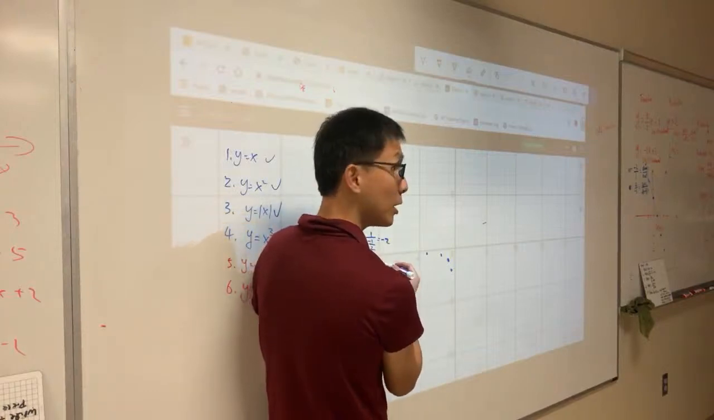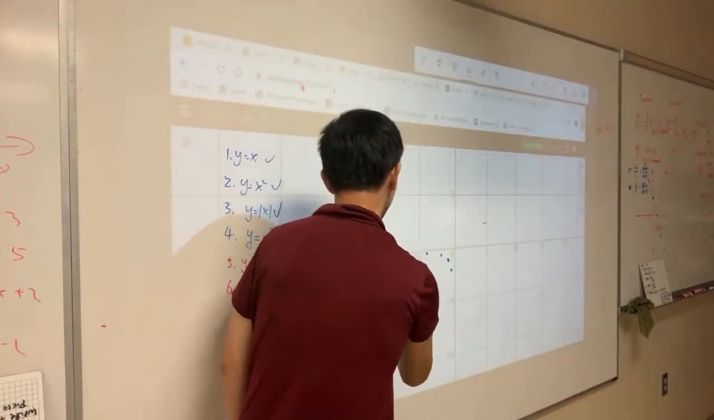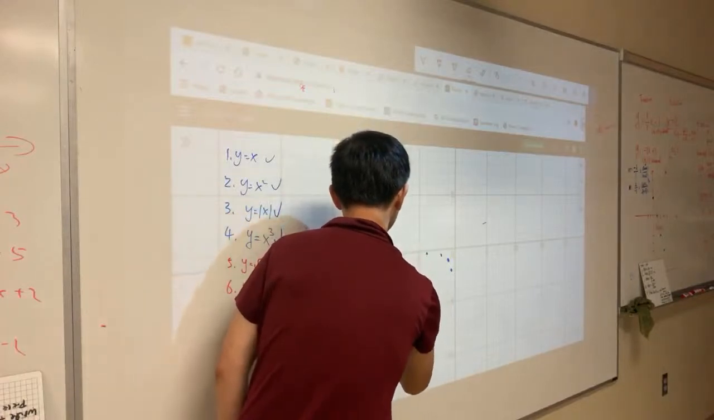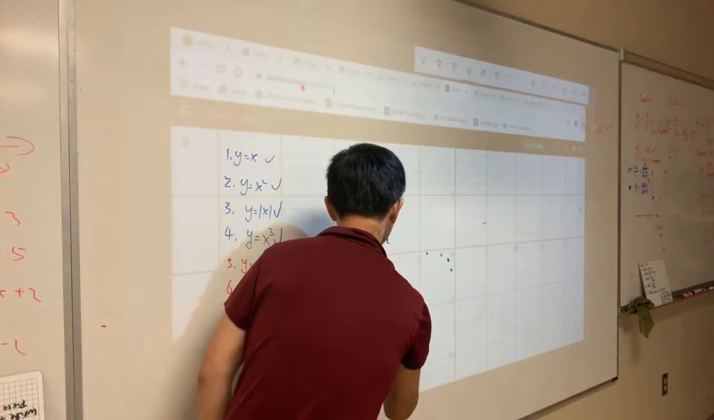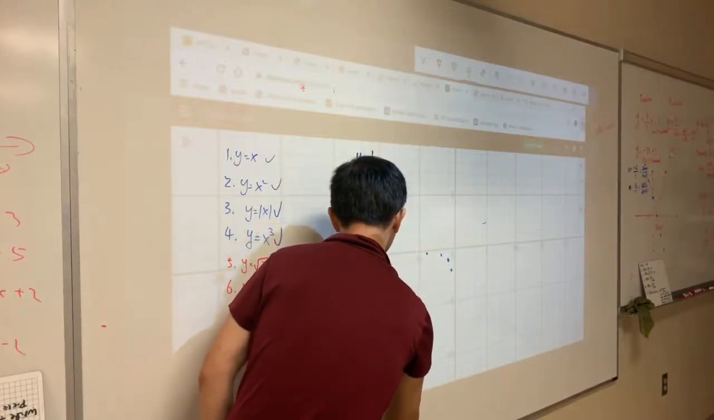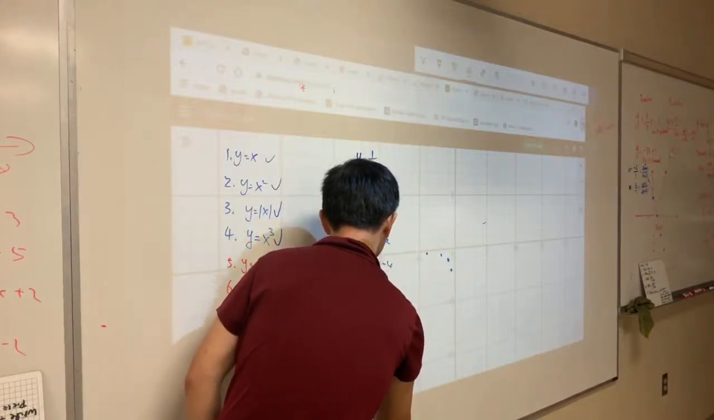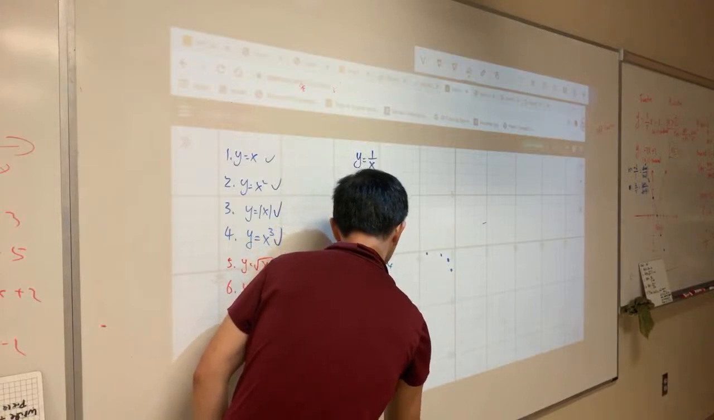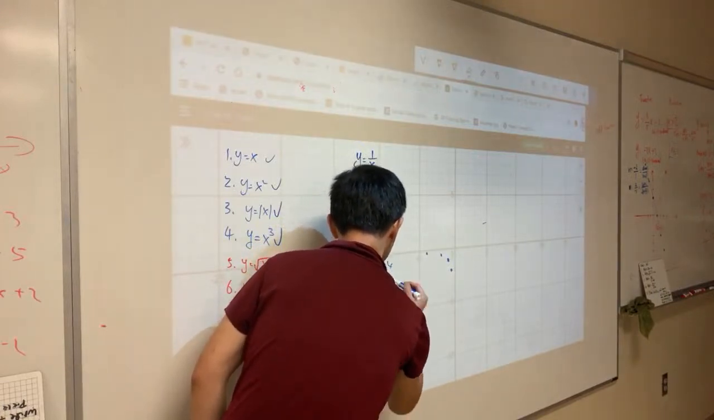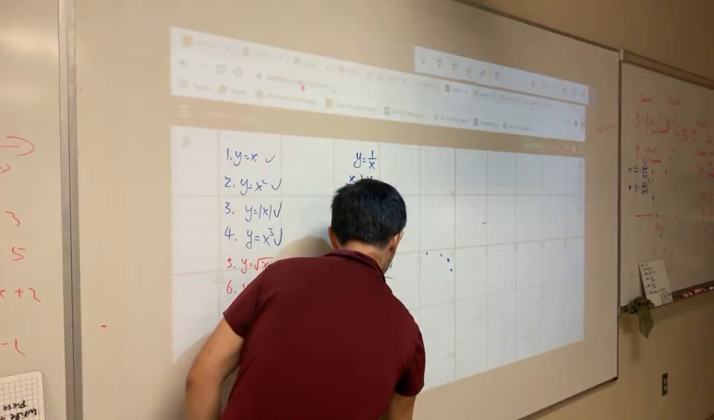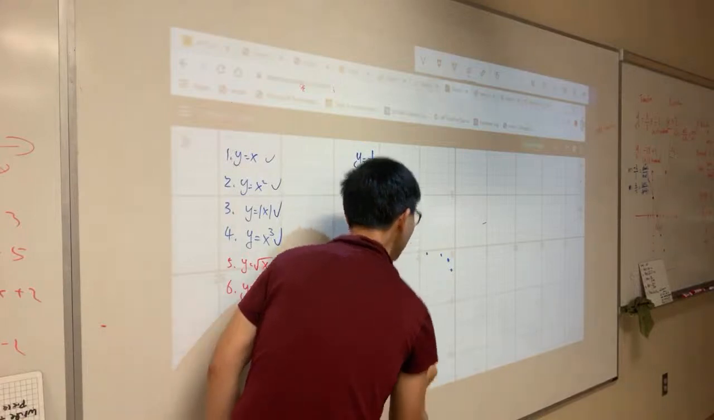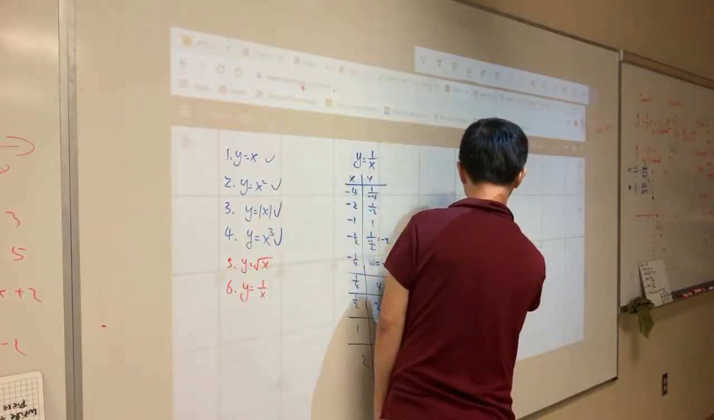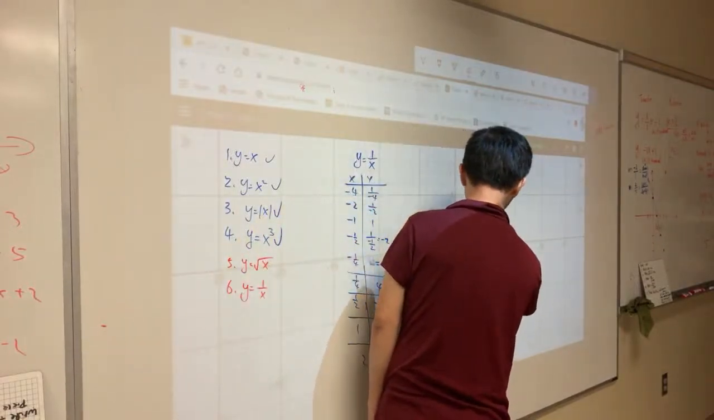I'm going to keep on going. So that's going to be -4. And I'm going to plug in 1/4, which gives 4. If I plug in 1/2, that gives 2. And then 1 over 1 is 1. And then 2 gives 1/2. So that's going to be here, here, and here.